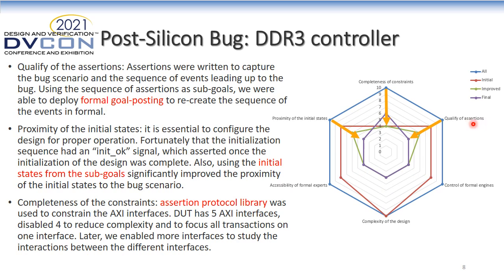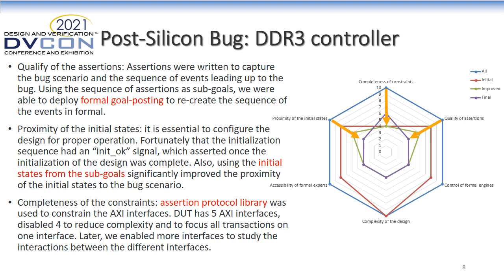For quality of assertions, they were written to capture the bug scenario and the sequence of events leading up to the bugs. So by using those assertions as sub-goal, we were able to deploy formal goal posting to recreate the sequence of events in formal. Now for initial state, this original simulation has a very good initialization sequence. So by combining the simulation initialization sequence and the sub-goal, we were able to launch formal applications very close to the bug scenario.